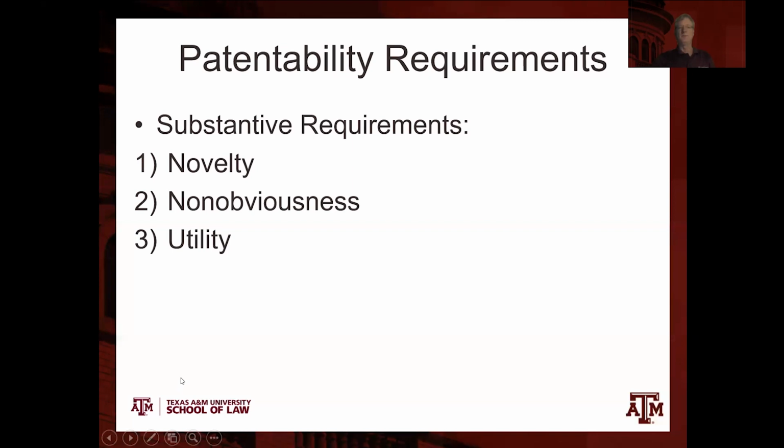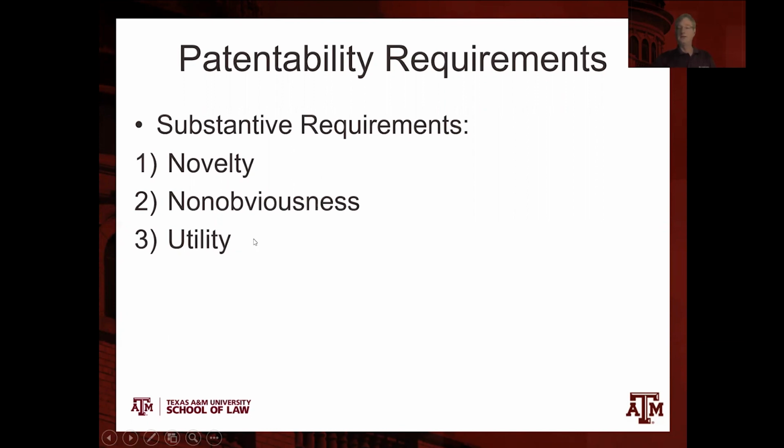We've already talked about two of the three substantive requirements. You have to have something new or novel. You have to have something non-obvious, that is a non-trivial, not insignificant advance over the prior art. The third substantive requirement is that it also has to be useful, and this is codified in Section 101 of the Patent Act, a new and useful invention. And so it has to have what we call utility.